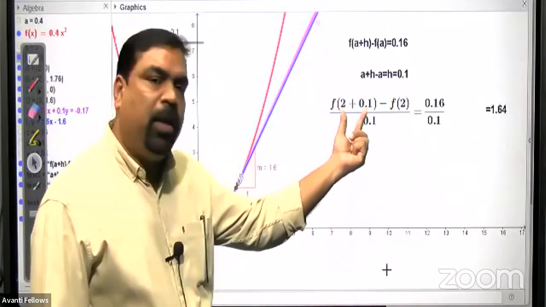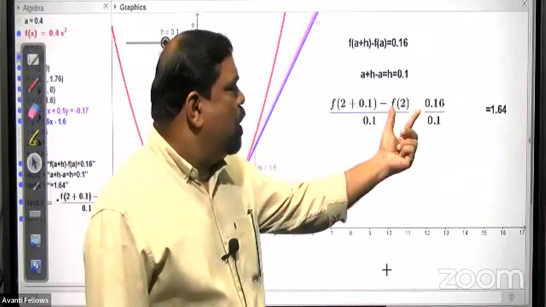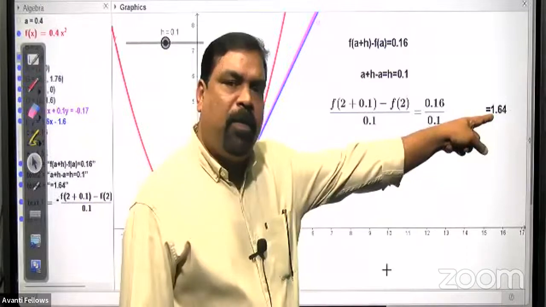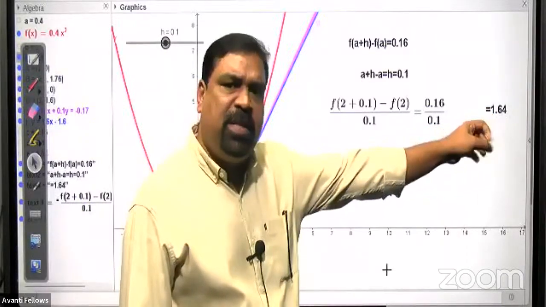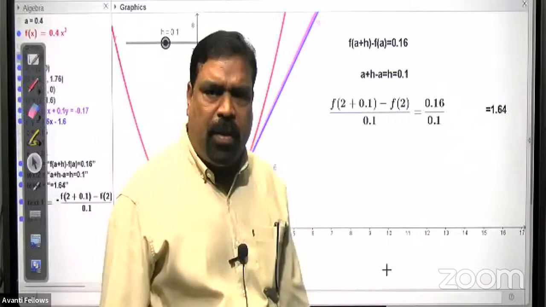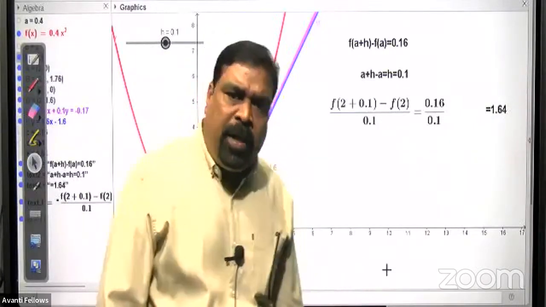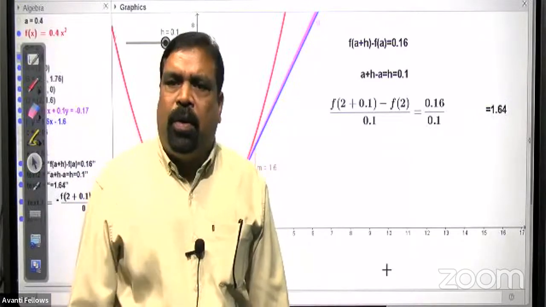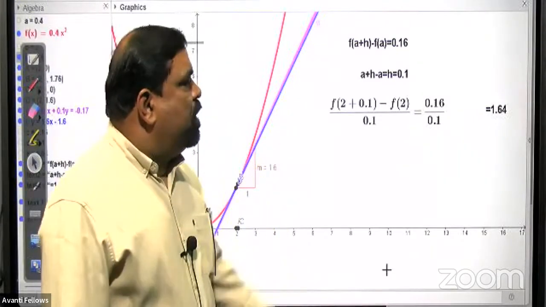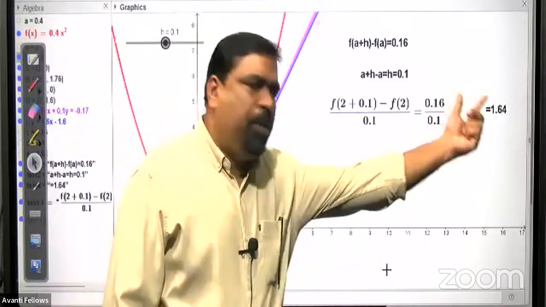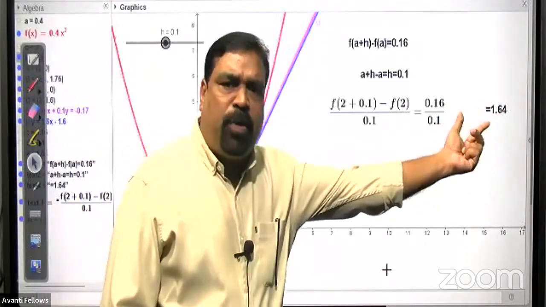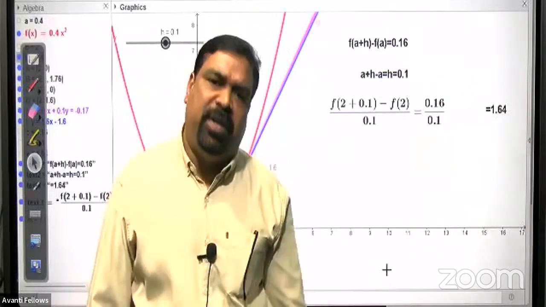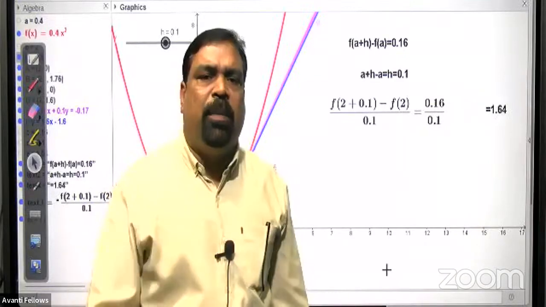h is 0.1. And what about the ratio? 0.16 divided by 0.1. That is 1.64. 1.64 means that is very near to 1.6. So if I again make h smaller, very close to 0, then this ratio will approach more closer to 1.6, more closer to 1.6. And in the limiting case, the value will be 1.6. So that is the meaning of the derivative.